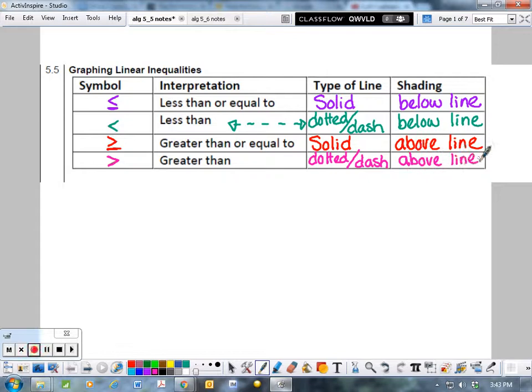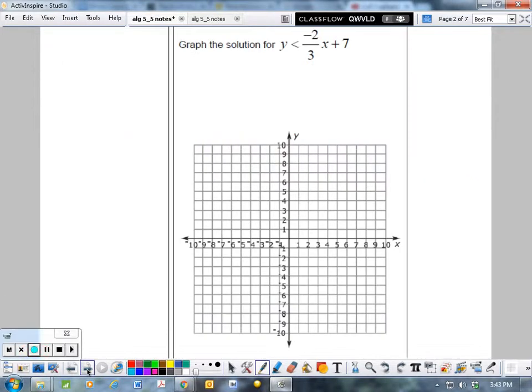So we're going to run through a couple examples because I think it just makes more sense when you run through them. So we have our first equation. Graph the solution for y is less than negative 2/3 x plus 7. So we're going to start with 7 on the y-axis. And then here is our slope, so we're going to go down 2, right 3. So down 2, right 3, down 2, right 3, down 2, right 3, up 2, left 3. And so now we have our dots.